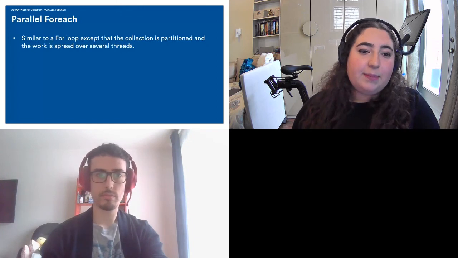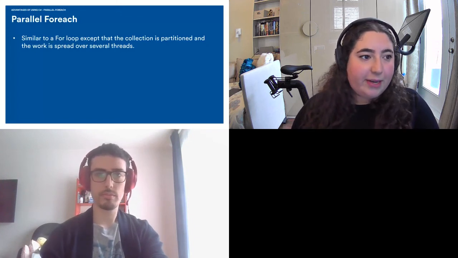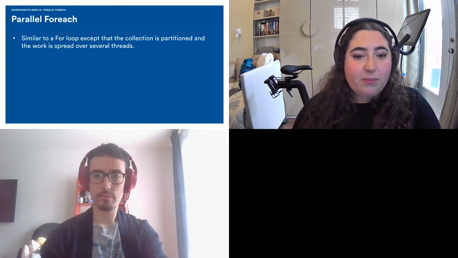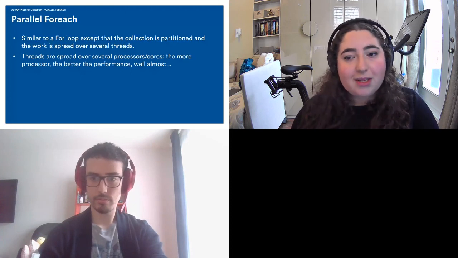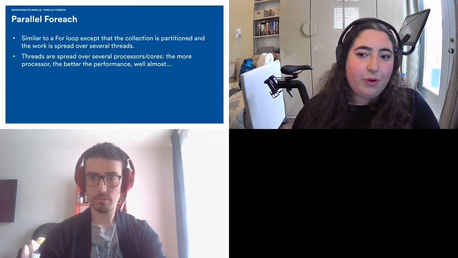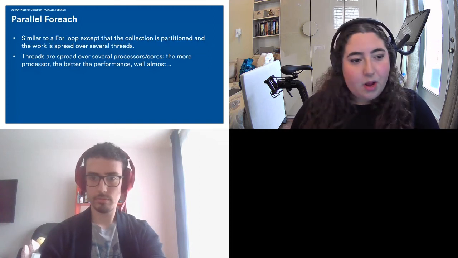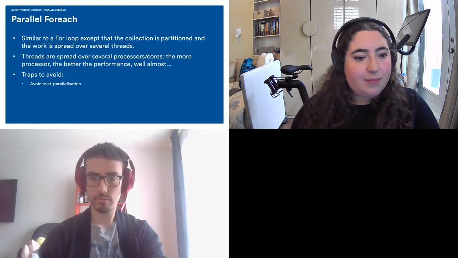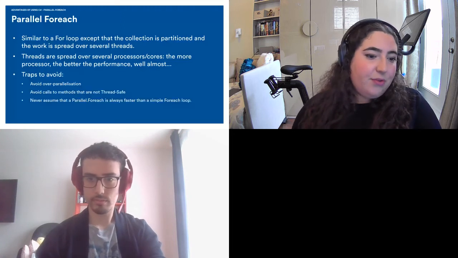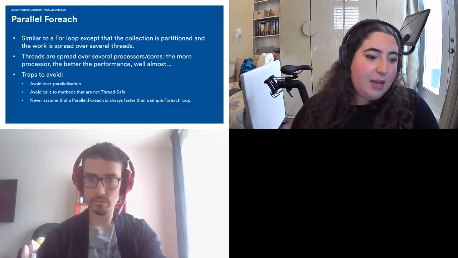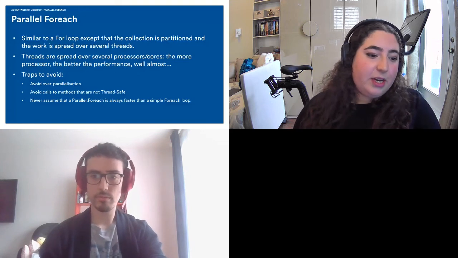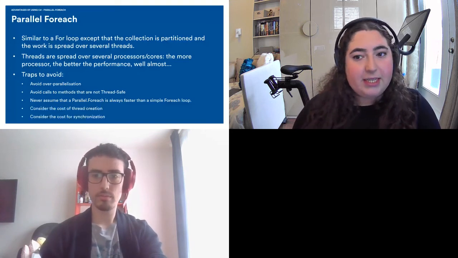Next, I want to talk about parallel foreach loops. A parallel foreach is similar to a for loop, except that the collection is partitioned and the work is spread over several threads. Threads are spread over several processors or cores, and the more the processors, the better the performance. Well, almost. There are traps that we have to avoid. And these traps include over-parallelism and calls to methods that are not thread safe. We should never assume that a parallel foreach is always faster than a simple foreach loop. And we have to consider the cost of thread creation and of thread synchronization.